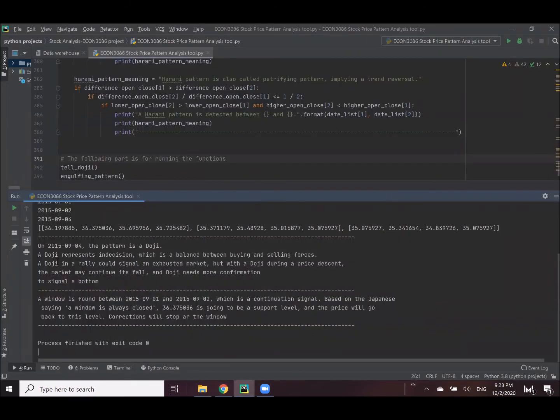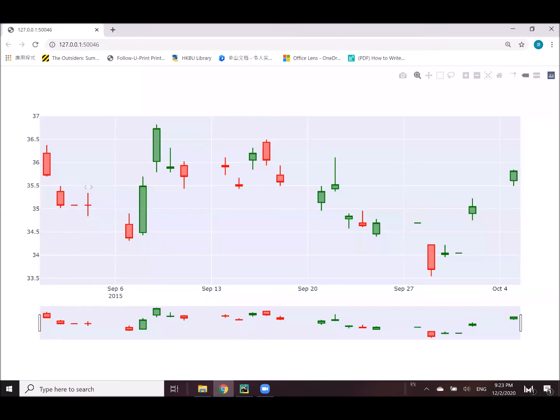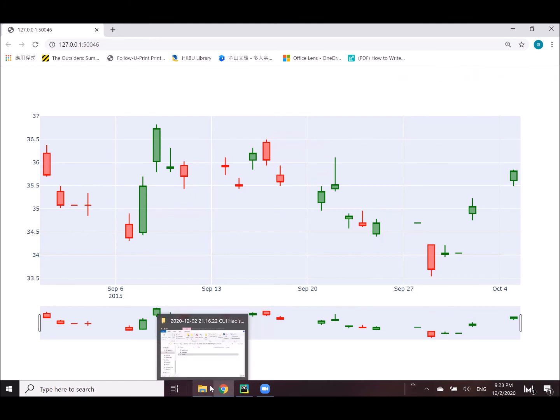And what is a doji? This is an indecision pattern. It shows a balance between buying and selling force. So as you can see, after this doji, the market doesn't know where to go. It first decreases and increases and decreases and increases and decreases. So the market has some indecision and a balance between buying and selling.